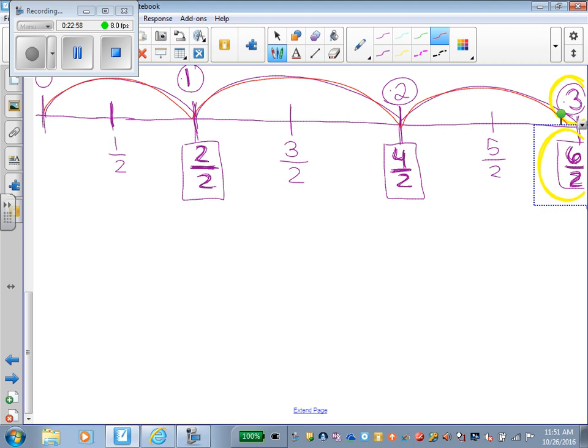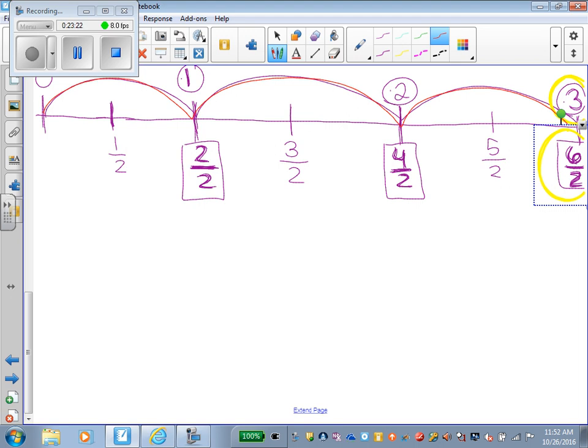Alright, let's say Jabria. 2 times 3 equals 6. Okay, those are whole numbers though. Alright? Think real hard about it. You're almost there. What fraction did I land on? The first landing. 2 halves.